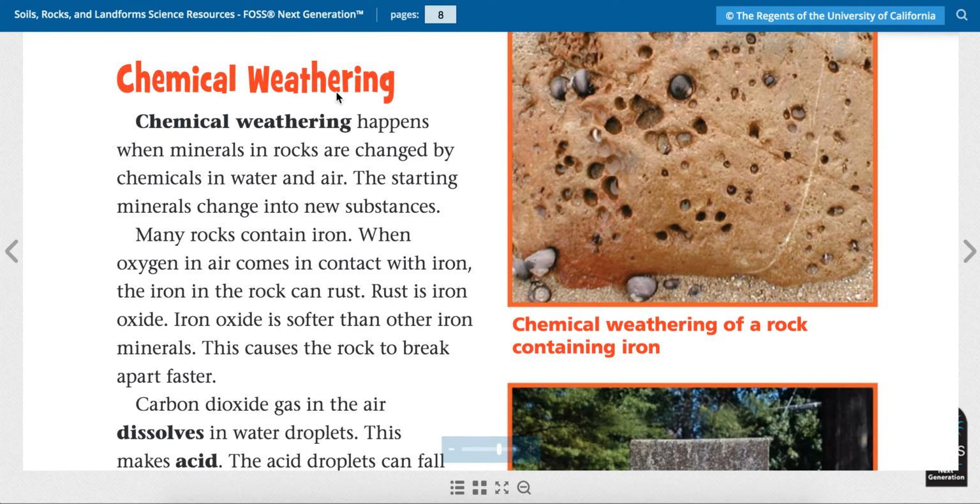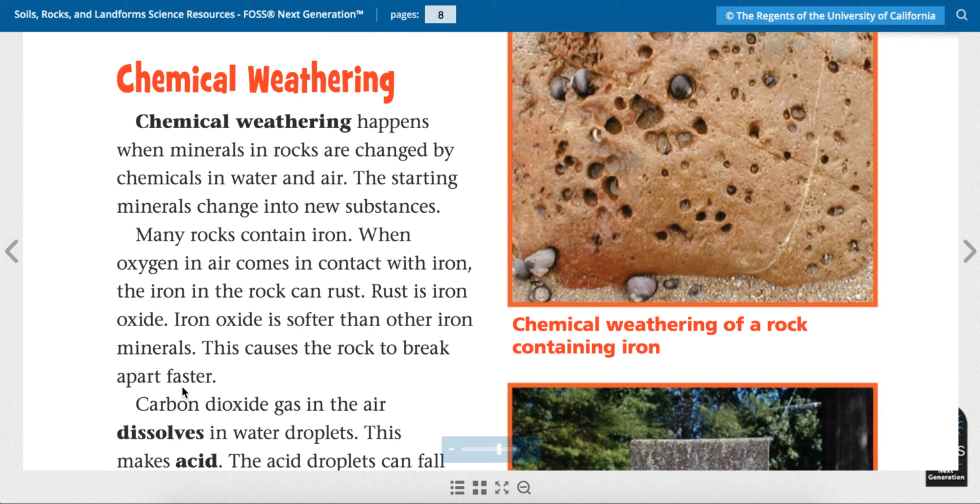Chemical weathering happens when minerals in rocks are changed by chemicals in water and air. The starting minerals change into new substances. So it's not the same anymore, it's different. Many rocks contain iron. When oxygen in air comes in contact with iron, the iron in the rock can rust. Rust is iron oxide. Iron oxide is softer than other iron materials. This causes the rock to break apart faster.